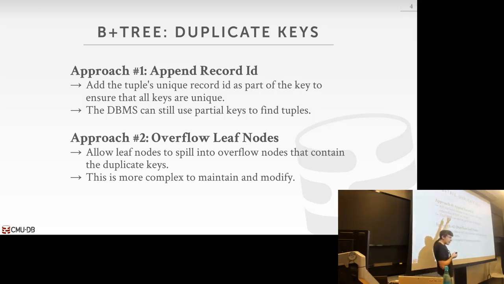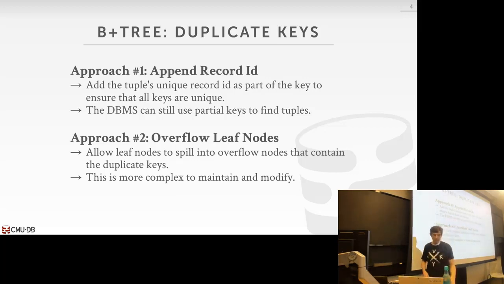You can't do this in a hash table. For a hash table, you have to have the entire key. So in order to do this approach, when you do a lookup, you'd have to have the key you want and then the record IDs they correspond to. But that seems stupid, because if you had the record IDs, why would you use an index to look up the record IDs? Yes?